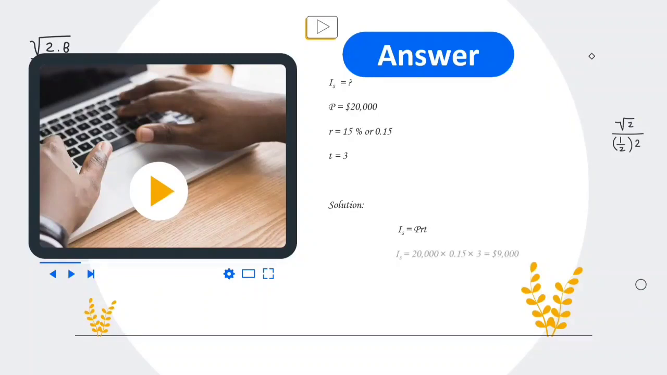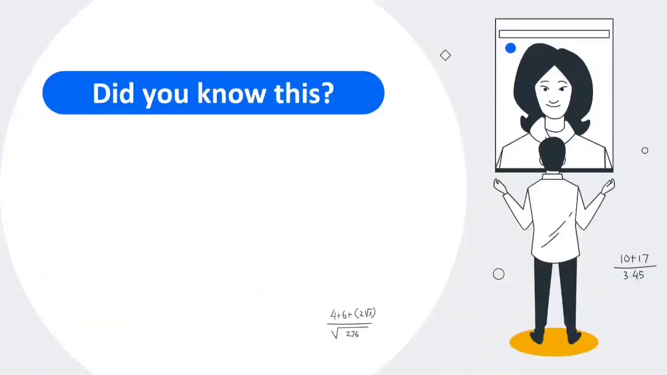$9,000, but remember we're looking for future value in here. So after computing for IS, we need to add it to the principal amount. Future value is equal to P plus IS, which is $20,000 plus $9,000, equals $29,000. So Raymond needs to pay $29,000 to the bank at the end of 3 years.